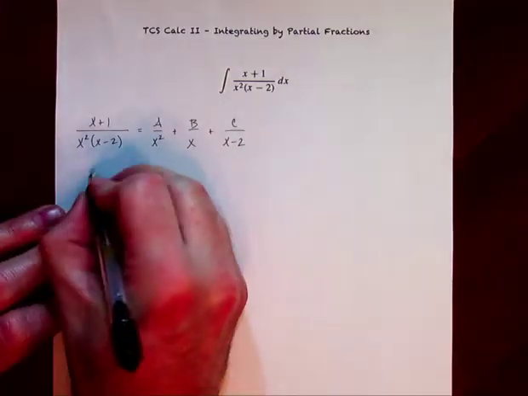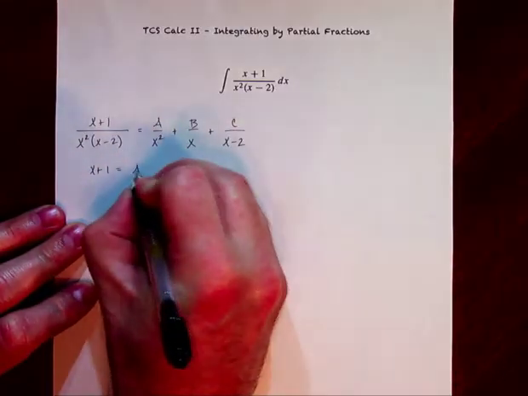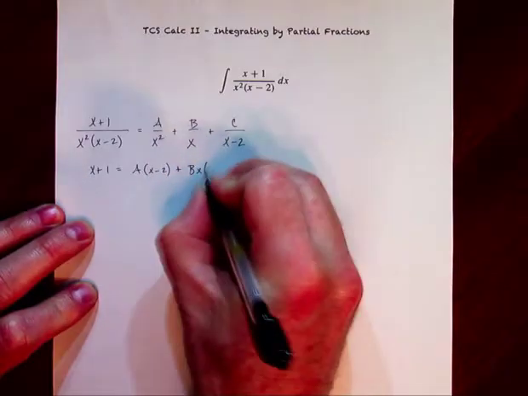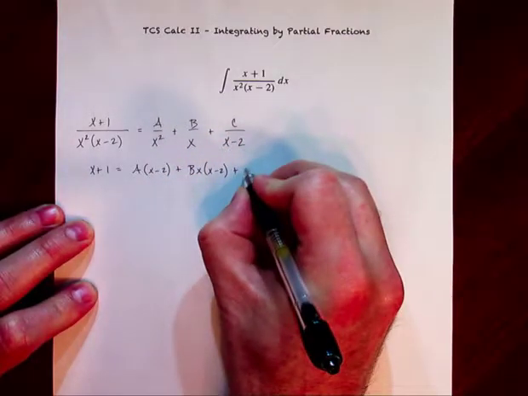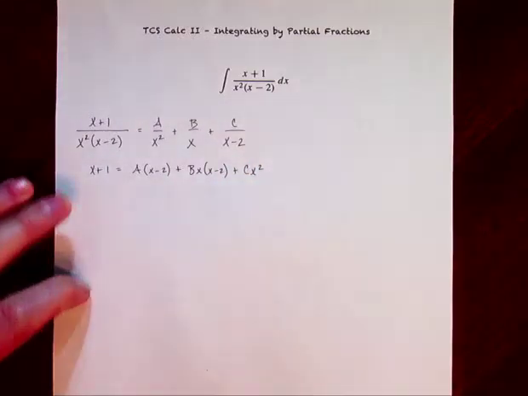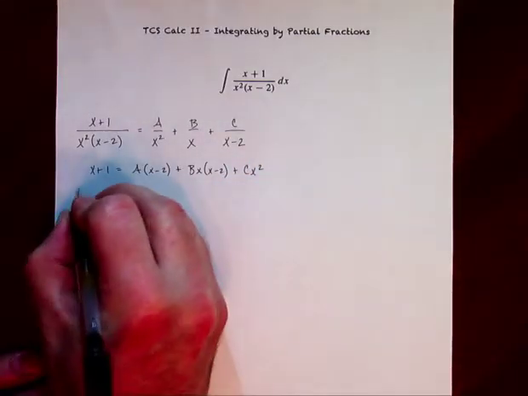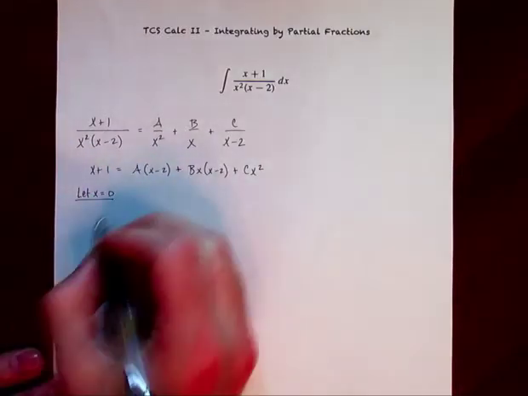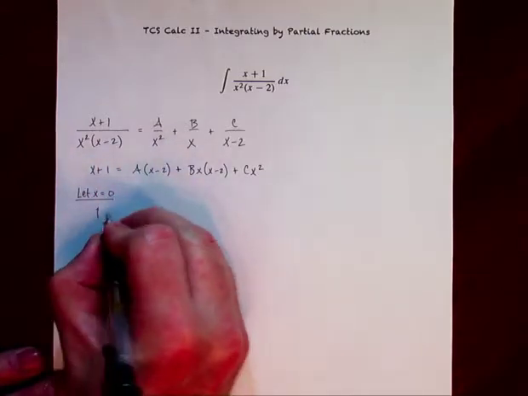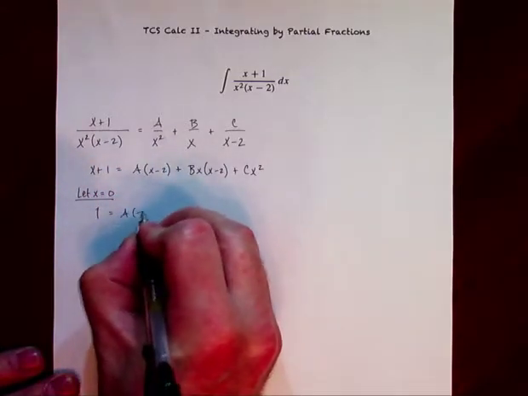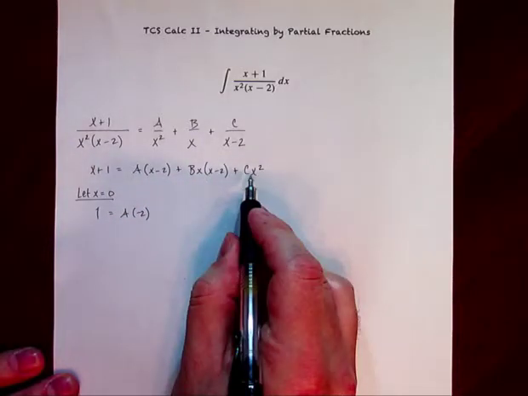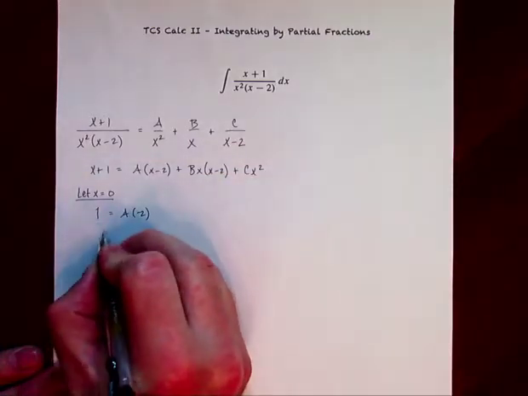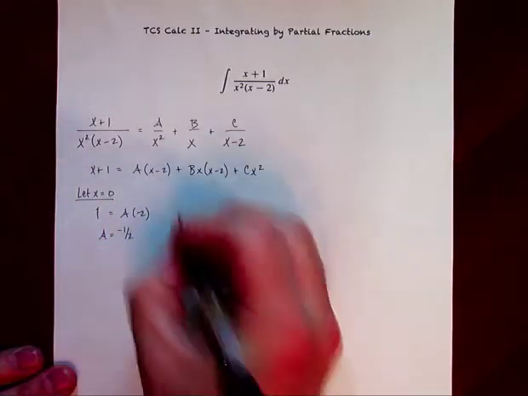Multiply through by the common denominator, and a winds up being times x minus 2. B winds up being times x and x minus 2, and c winds up being times x squared. Now let's use the only two values that we can actually, the two convenient values that we can use. So let x is equal to 0. On the left hand side, that's 0 plus 1, and we get a times negative 2, and then these other two are going to be 0, right? Because that factor is going to be 0, and that factor is going to be 0. So it just winds up being a is equal to negative 1/2.